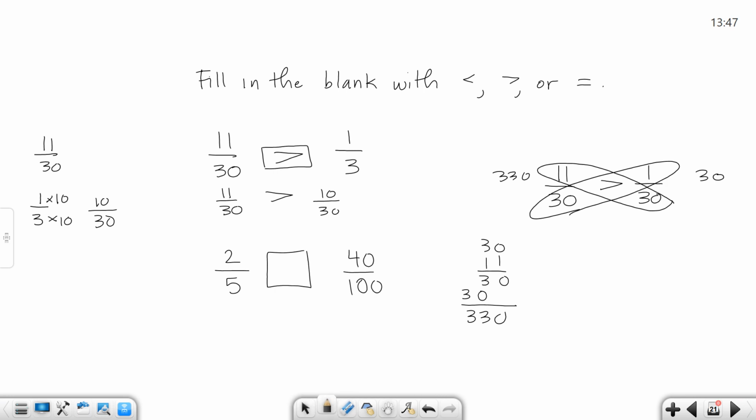Okay, looking at the bottom one, you have 2/5 and 40/100ths. So if you multiply this, 2 times 100 would be 200. And 5 times 40, going the other way, would be 200. So since 200 equals 200, these are equal. And I think the butterfly method is the easiest for that one.